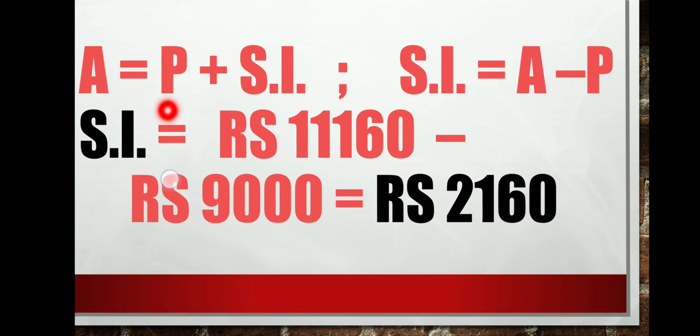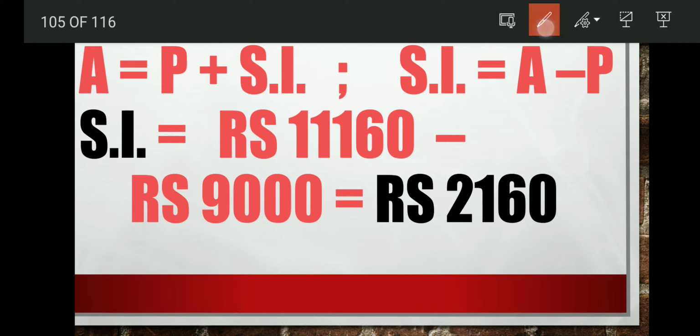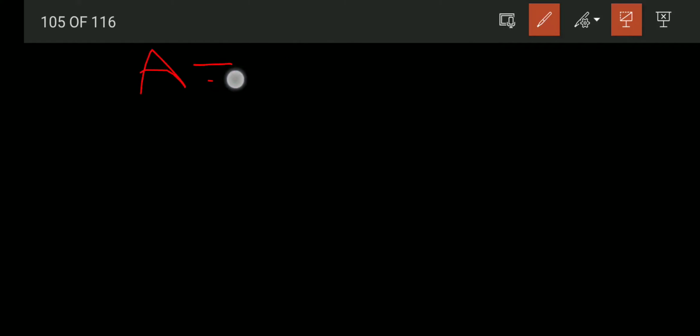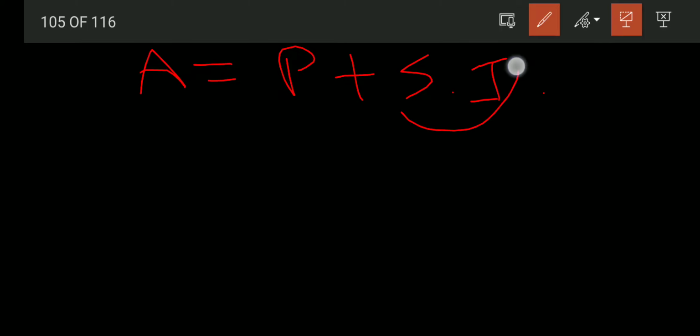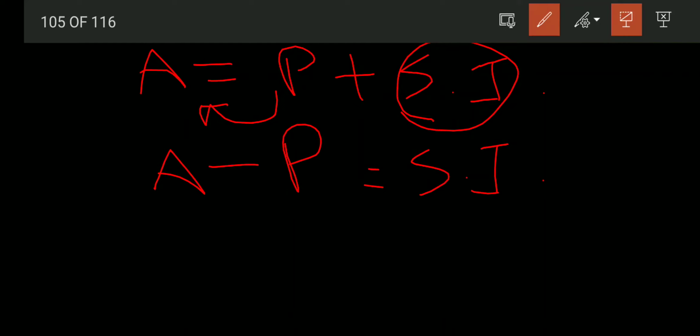We know that amount equals to principal plus simple interest, and we have to find out simple interest. So what we'll do, we'll subtract principal from amount to find out SI. Now 9,000 is subtracted from 11,160 and it comes to 2,160 as SI. See here, amount equals to principal plus simple interest. This is the formula. Now what we have to find is SI. So SI equals to, what happens, this principal goes on the other side of equal to and it is subtracted from amount. So amount minus principal equals to simple interest.